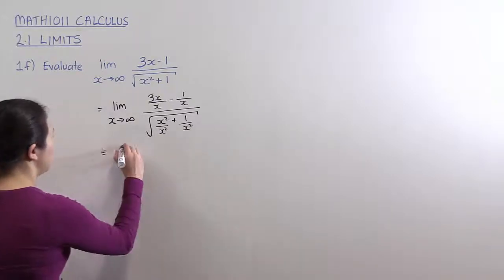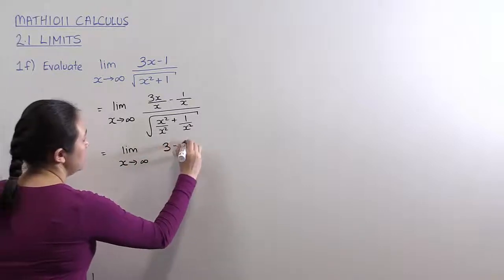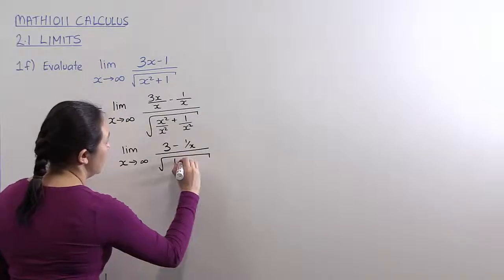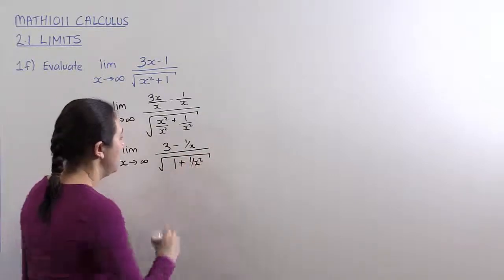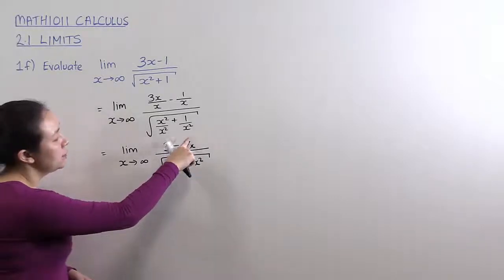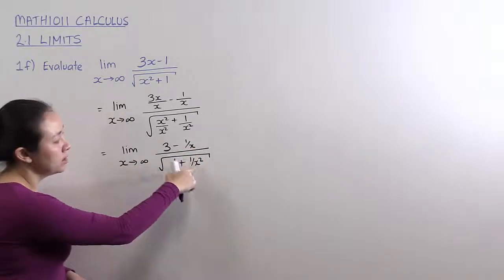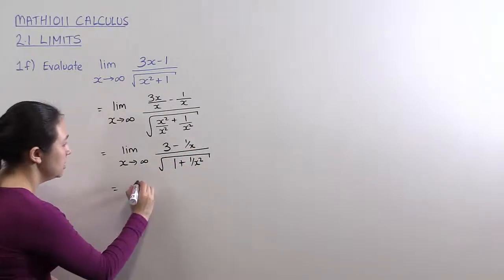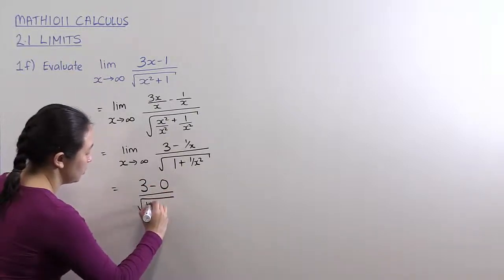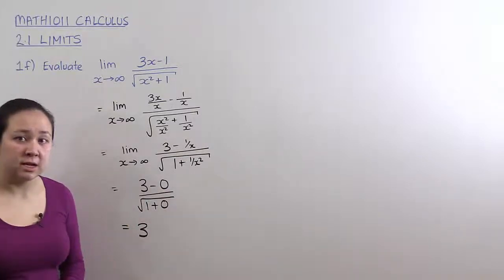So now when I evaluate this, the limit as x approaches infinity of 3 minus 1 on x over the square root of 1 plus 1 on x squared. And now when we look at this expression, we can see that 1 on x is tending to 0 as x tends to infinity. 1 on x squared is also tending to 0. So this limit is going to be 3 minus 0 divided by the square root of 1 plus 0, and that's just going to be 3 at the end of the day.